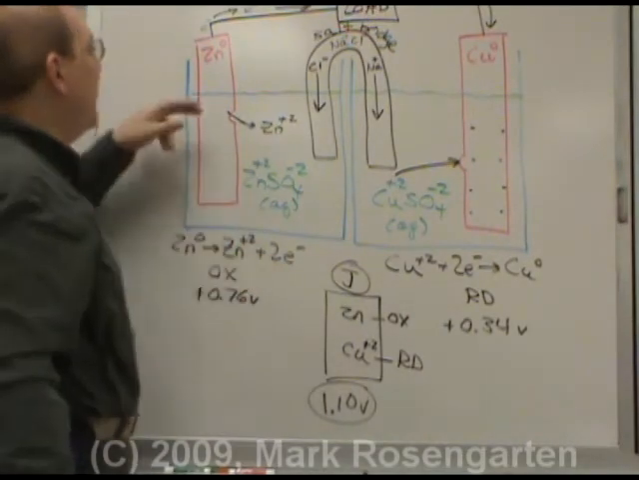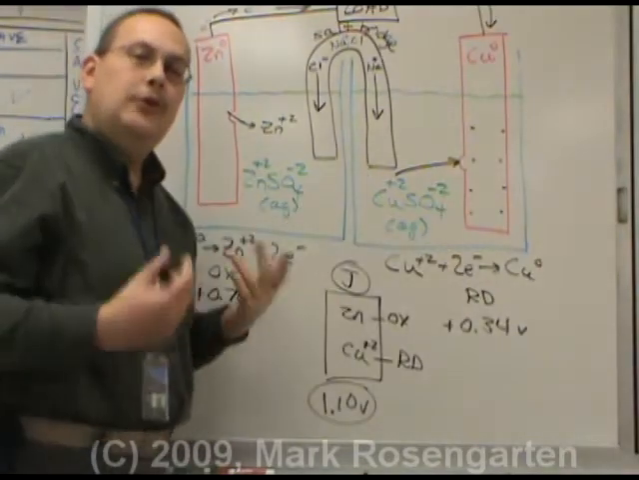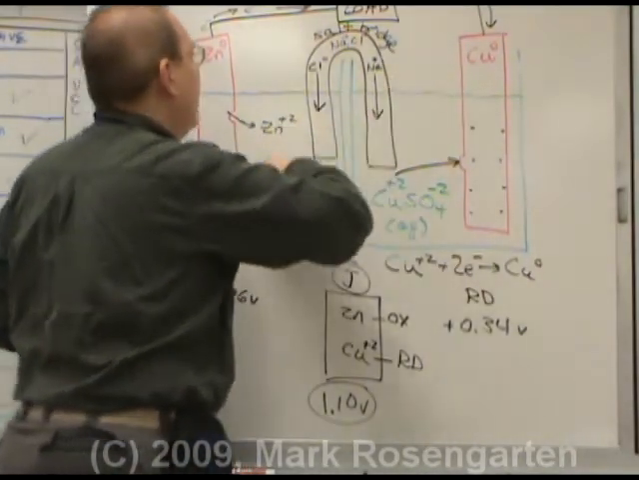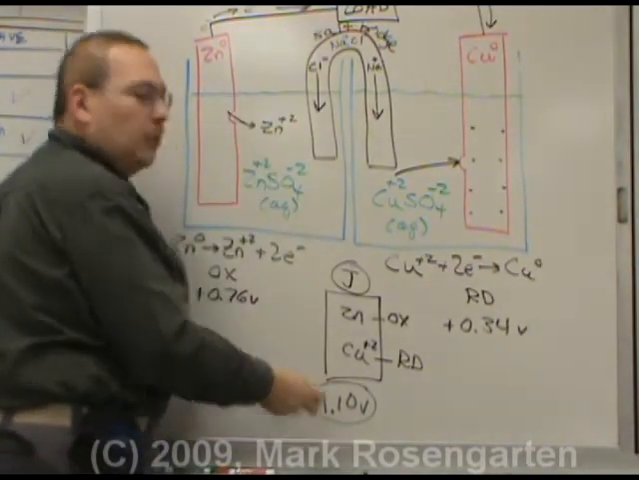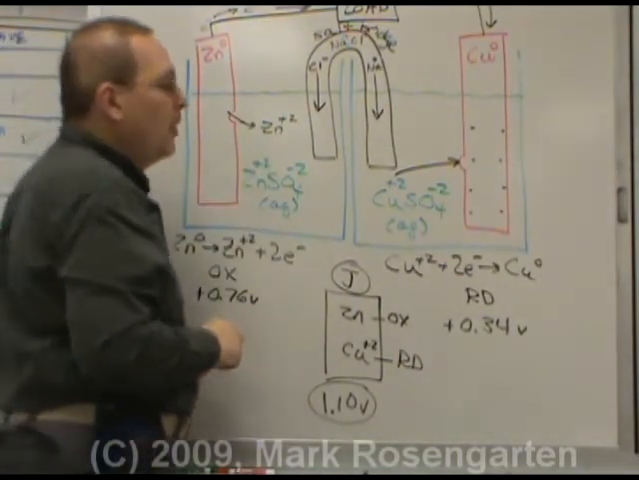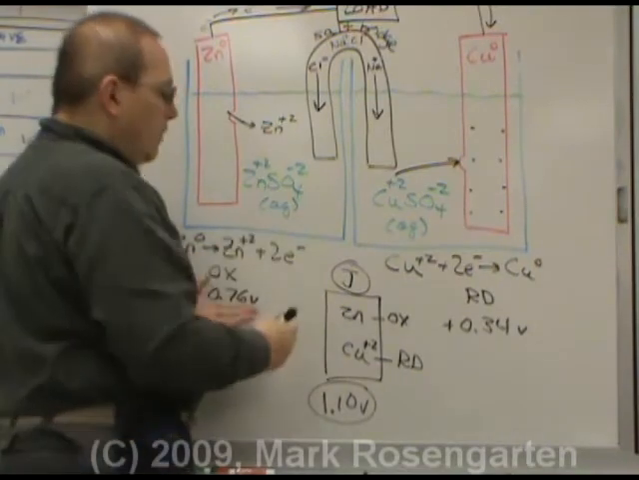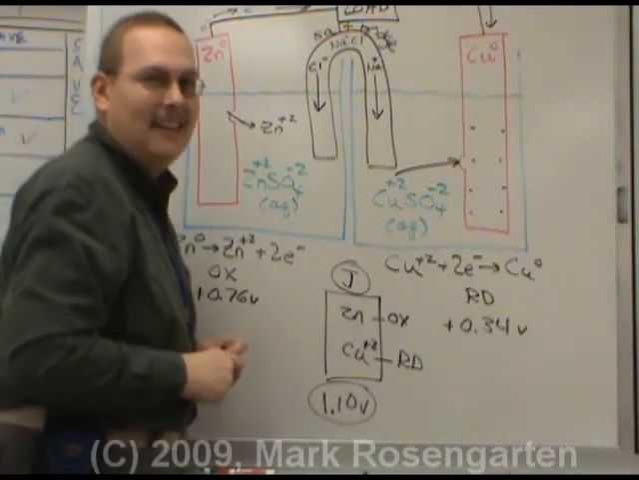Again, that's assuming that the solutions have a 1 molar concentration. Over time, as more zinc leaves and more copper leaves, the voltage will decrease. As there's less copper to attract electrons and less zinc to release electrons, the voltage will decrease. Eventually, either all the zinc will get used up or all the copper ions will get used up. When that happens, the voltage will reach 0 and the battery will be dead.